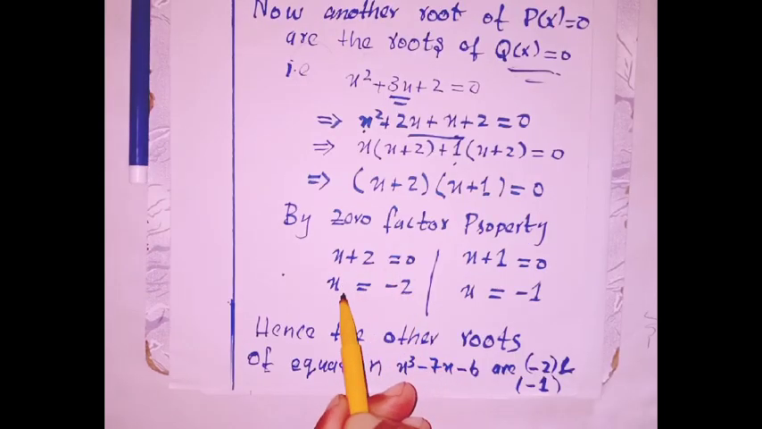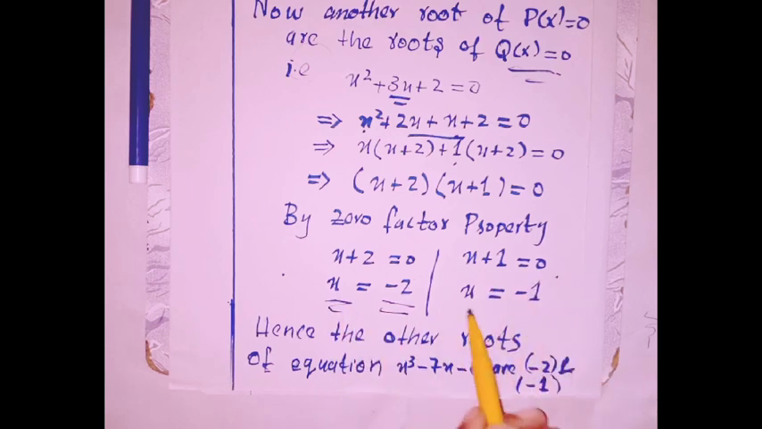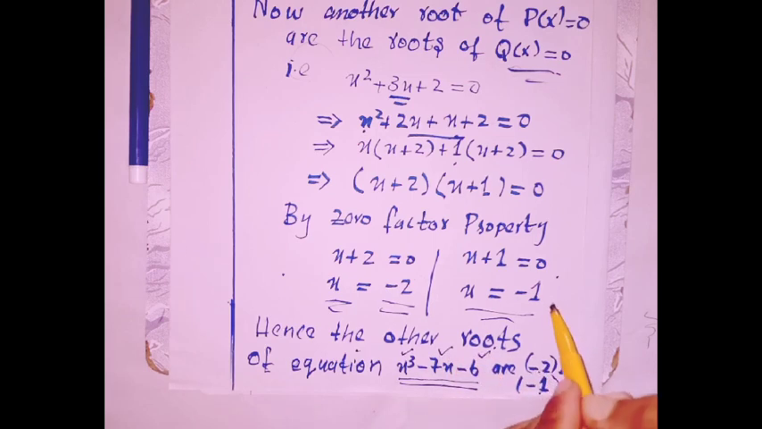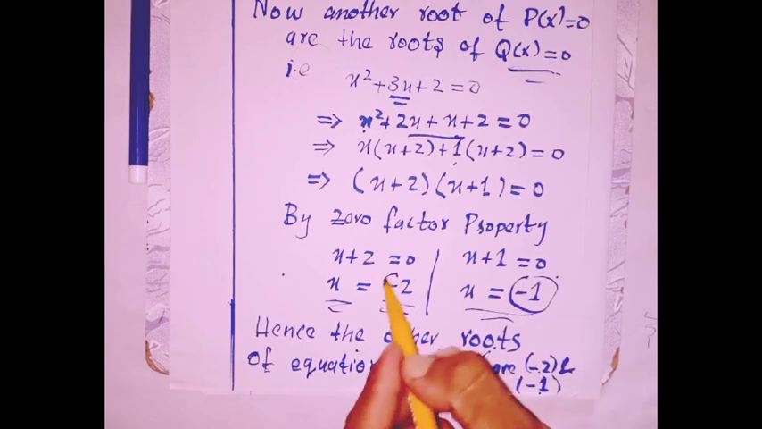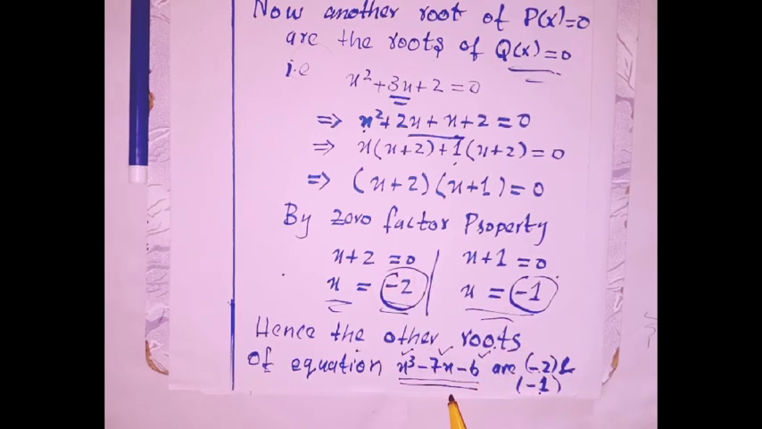Hence we can say the other roots of the cubic equation x cubed minus 7x minus 6 is equal to 0 are minus 2 and minus 1. So the other roots are minus 2 and minus 1.